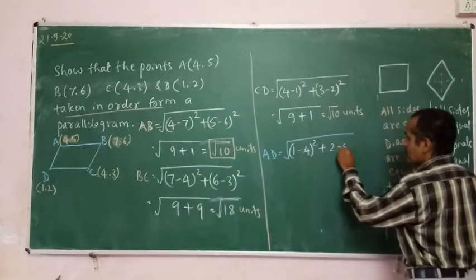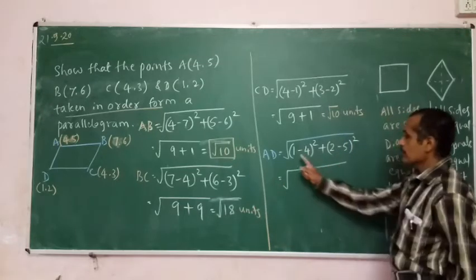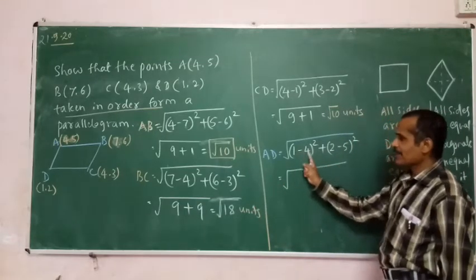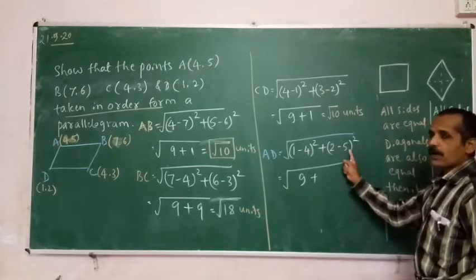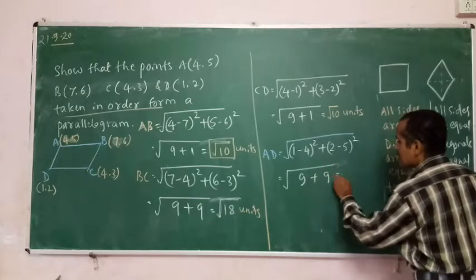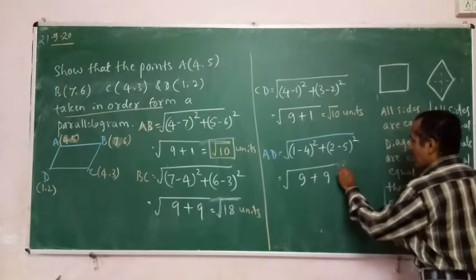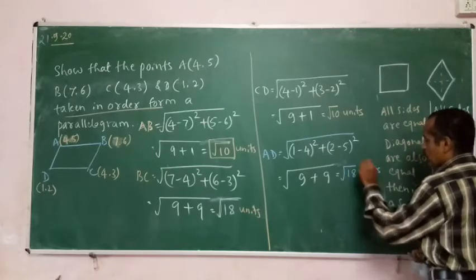(2 minus 5) the whole square. 2 minus 5 is minus 3, minus 3 square is 9. 1 minus 4 is minus 3, minus 3 square is 9. Answer is square root of 18 units.